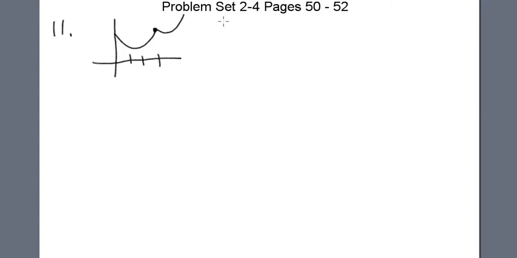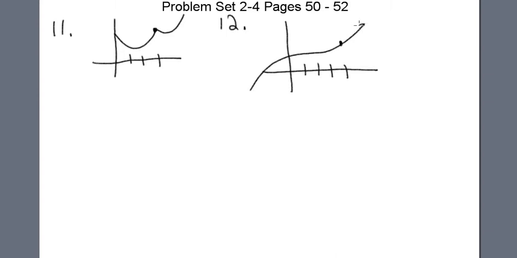cusp there. Number 12 is continuous at x equals 4 and is smooth there. Smooth is the opposite of a cusp. 1, 2, 3, 4. So this can be pretty much any line, any function that goes through there and continues. That would be a function that is smooth there and is continuous.